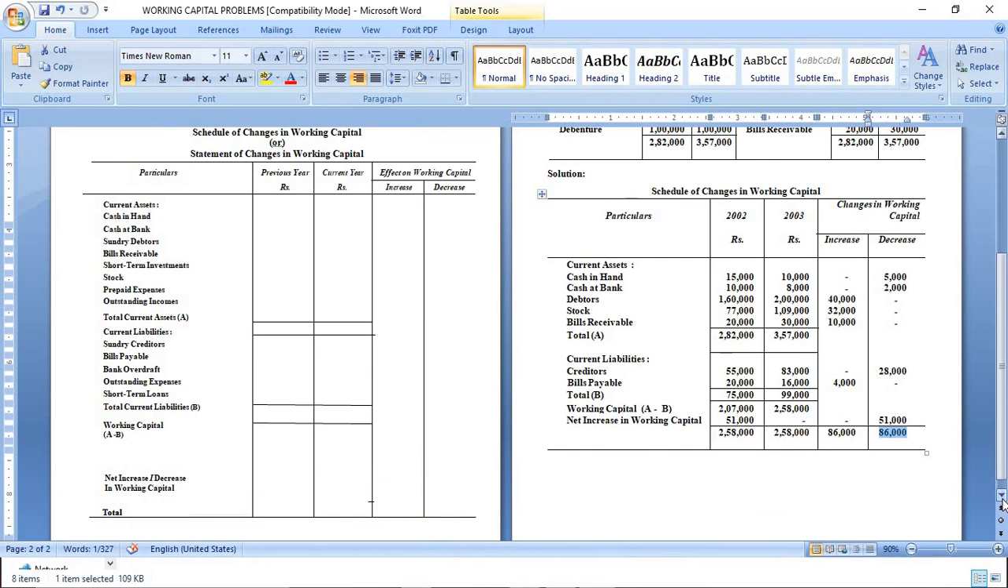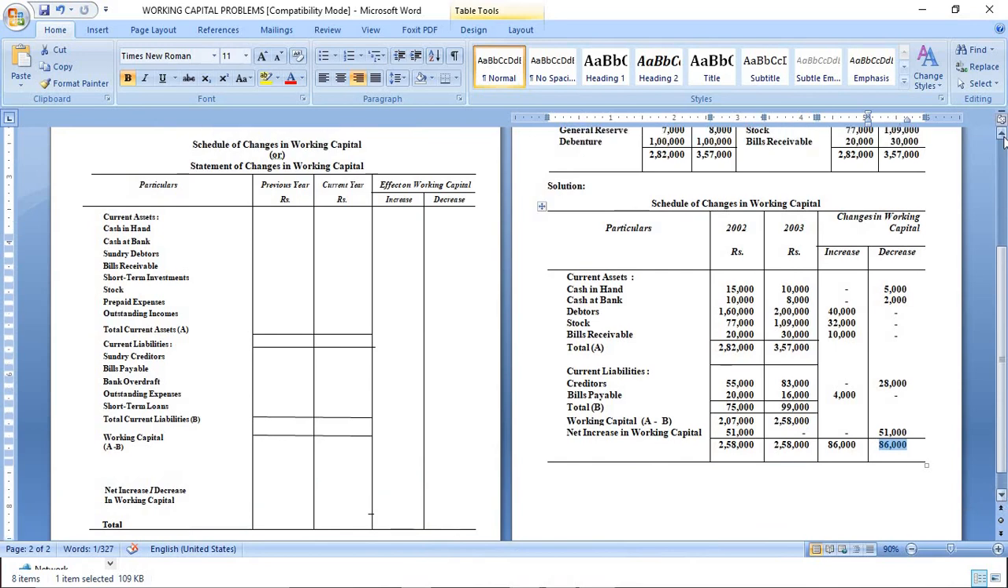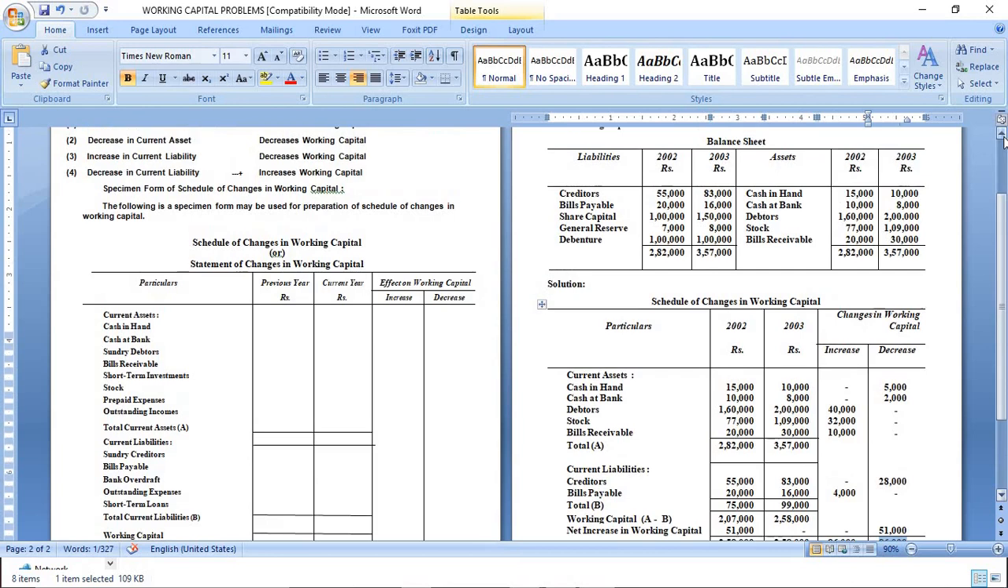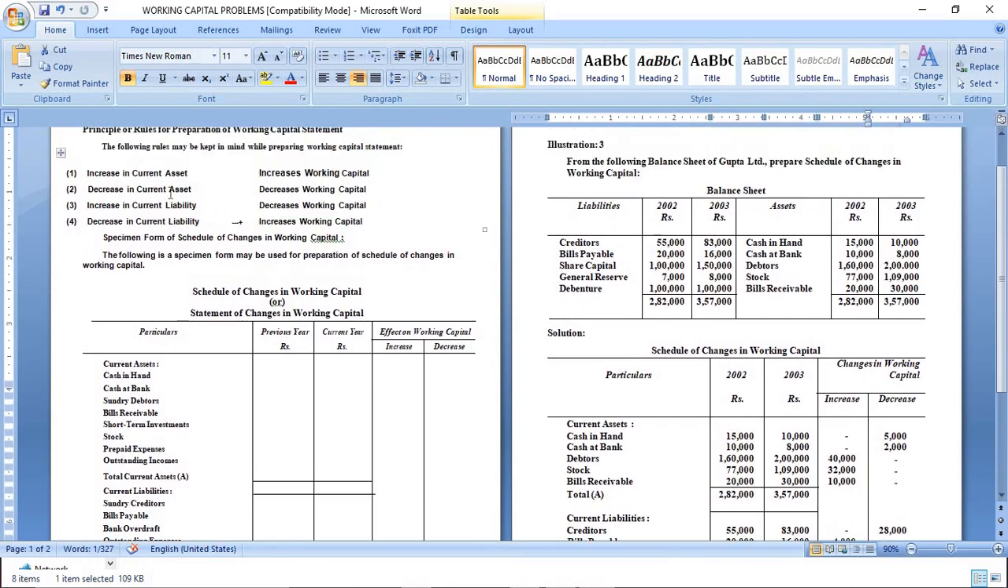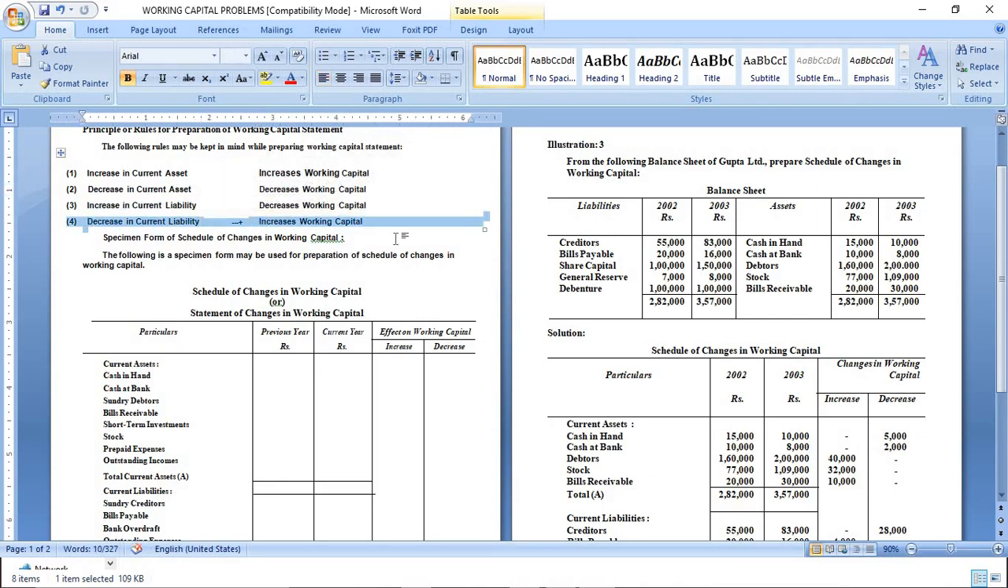I hope you understand. The main thing you have to understand is this: be very careful about this formula and keep it in mind while working. Whenever you find an increase in current assets, you should mention an increase in working capital. Whenever you find a decrease in current assets, you mention a decrease in working capital. But when you find an increase in current liability, you have to mention a decrease. So it is the opposite. Whenever you find a decrease in current liability, it is an increase. So in liabilities we have to give the opposite, but in assets the same formula is applicable, right?